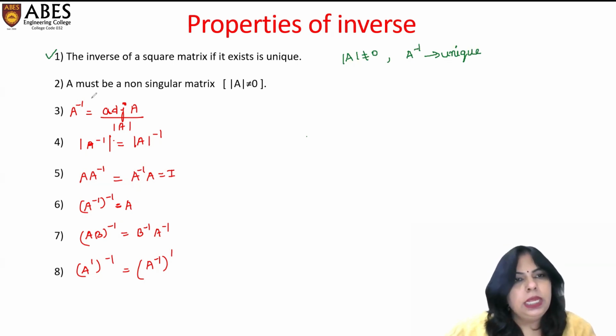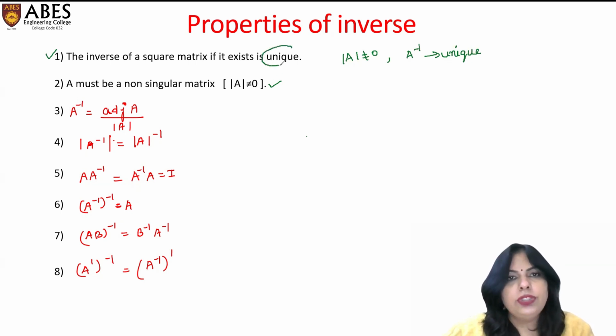Second one is A must be a non-singular matrix, as we have already discussed. If a matrix is non-singular, then only its inverse exists, and the inverse is always unique. We cannot get 2, 3 or more inverses of a matrix A. We'll get a single inverse of a matrix A. It is a unique matrix.